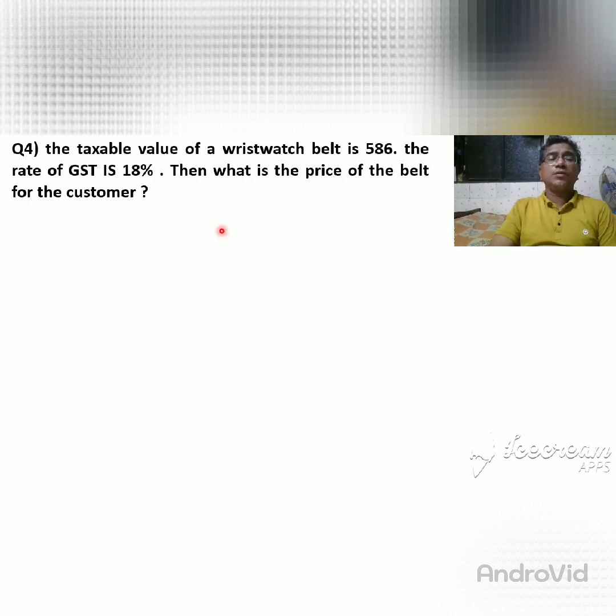Last problem. The taxable value of a wristwatch belt is 586. The rate of GST is 18%. Then what is the price of the belt for the customer? Wristwatch, you know, the watch, ghadyal. So wristwatch belt means ghadyalacha patta. So that wristwatch belt price is 586 and the GST is 18%. So you can find out GST.